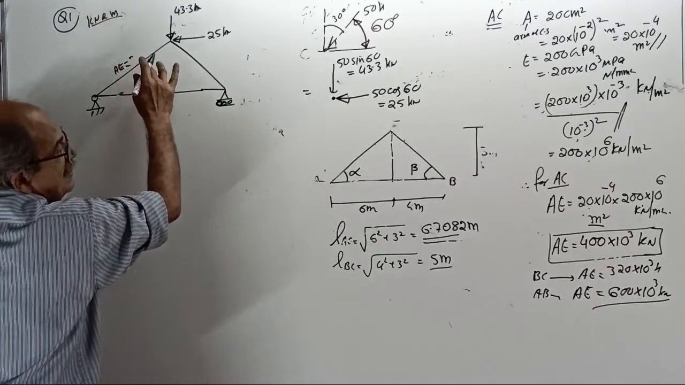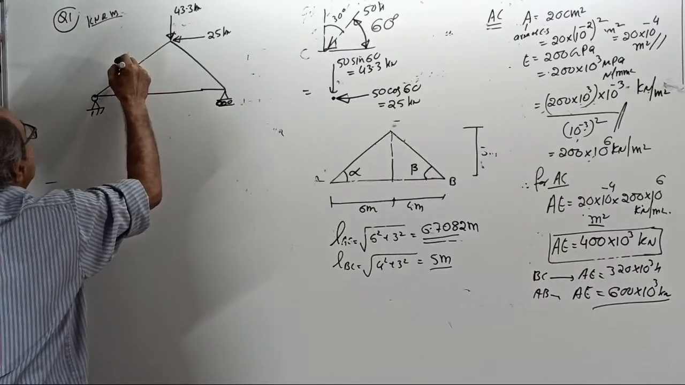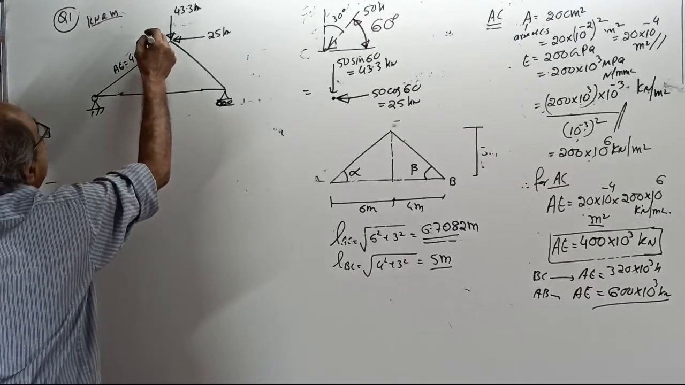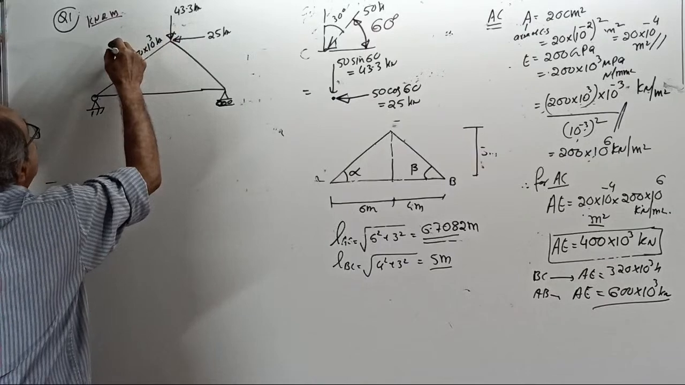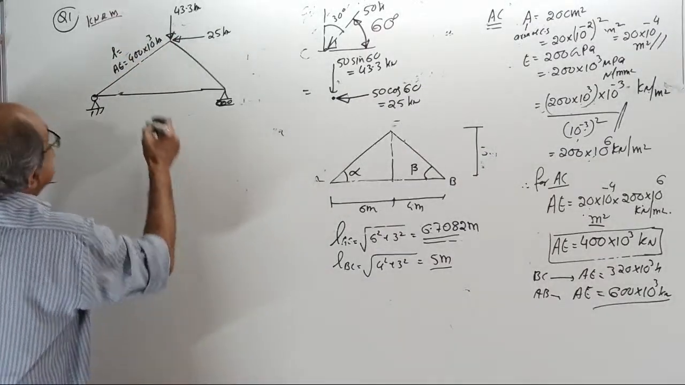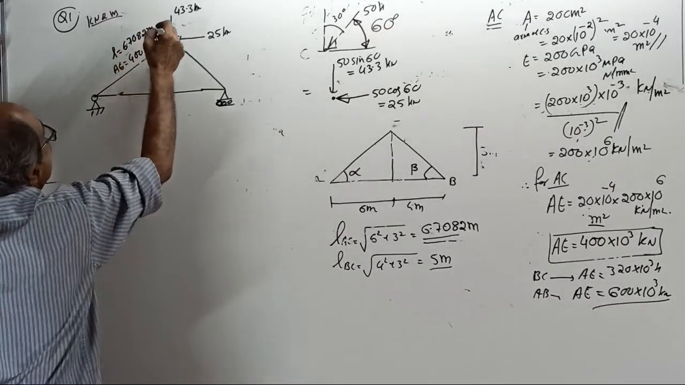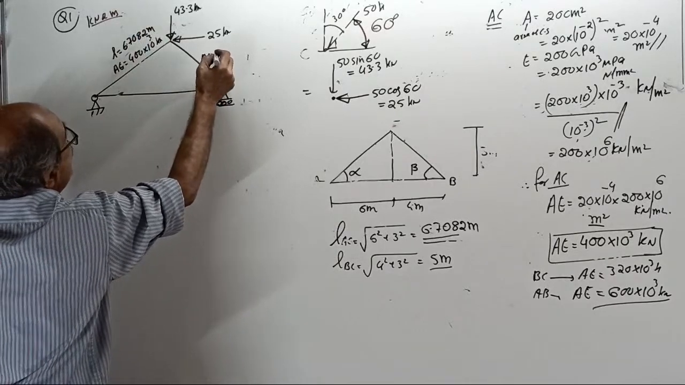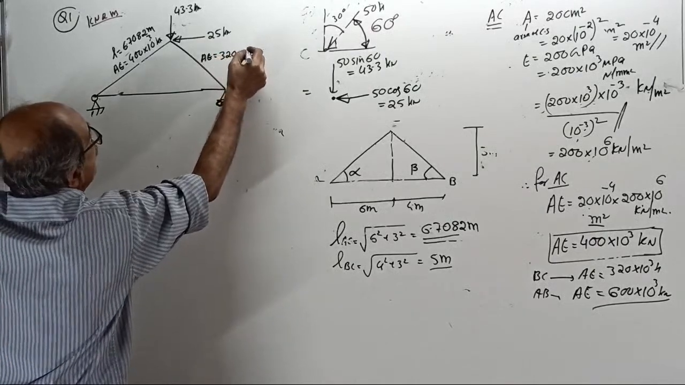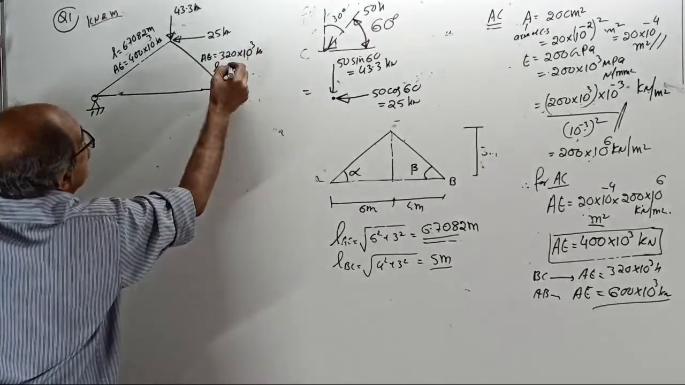200, A equal to 400. For this member, AE equal to 400 × 10^3 kilonewton, and the length of this member is, where is the length? Length of that member is 6.7082 meter. For this member, AE equal to 320 × 10^3 kilonewton, and the length of this member is 5 meter.